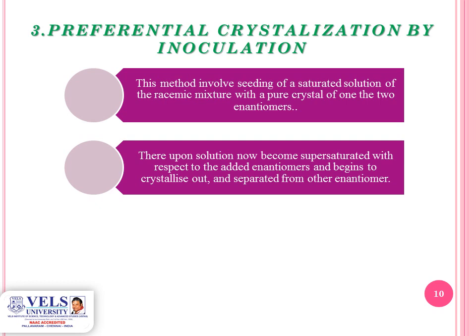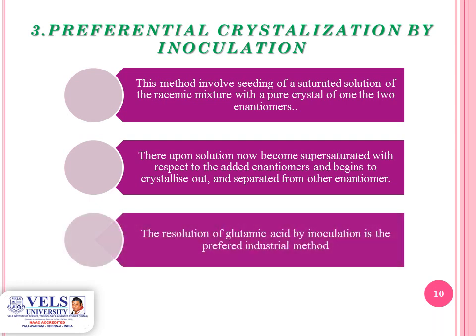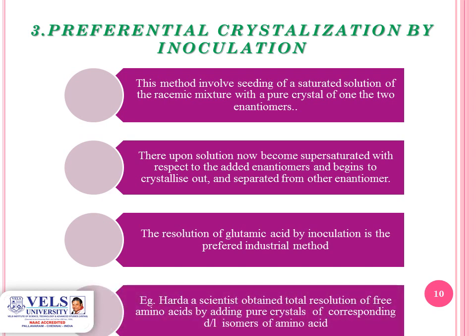Thereupon, the solution becomes supersaturated with the added enantiomer, which begins to crystallize out and can be separated from the other enantiomer easily. The resolution of glutamic acid by inoculation is the preferred industrial method, and Hartha, a scientist, obtained total resolution of free amino acids by adding pure crystals of the corresponding D and L isomers of amino acids. Thereby, many amino acids can be separated based upon this technique.